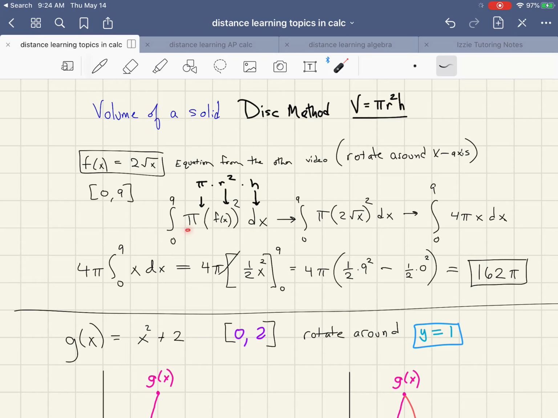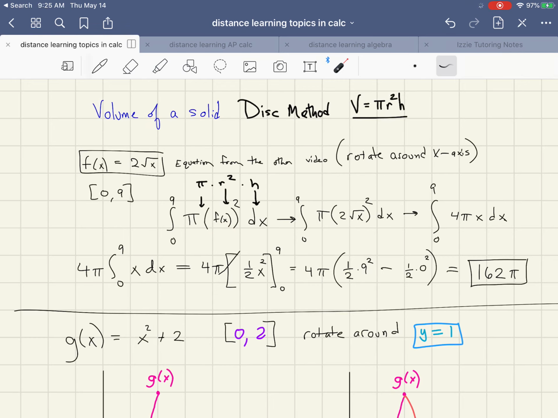The volume of a disk is pi r squared h. The pi is in there. The radius comes from our function. It's being squared. And then the height of each of those disks is dx, so we're making those infinitely small by using the integration and the fundamental theorem of calculus.